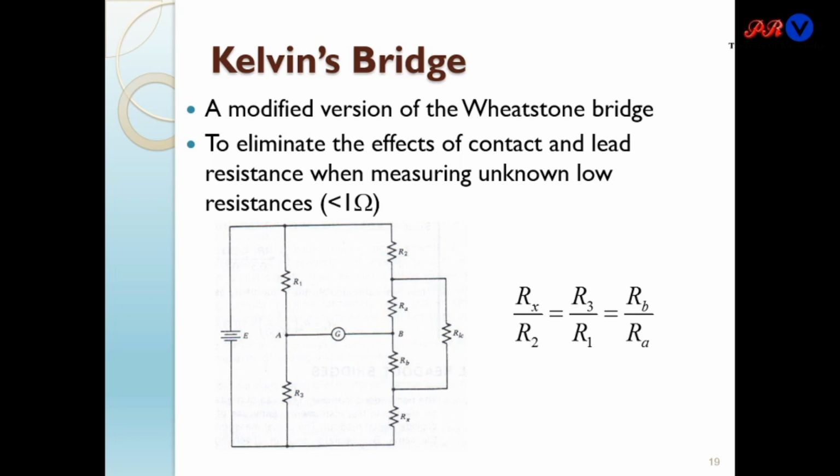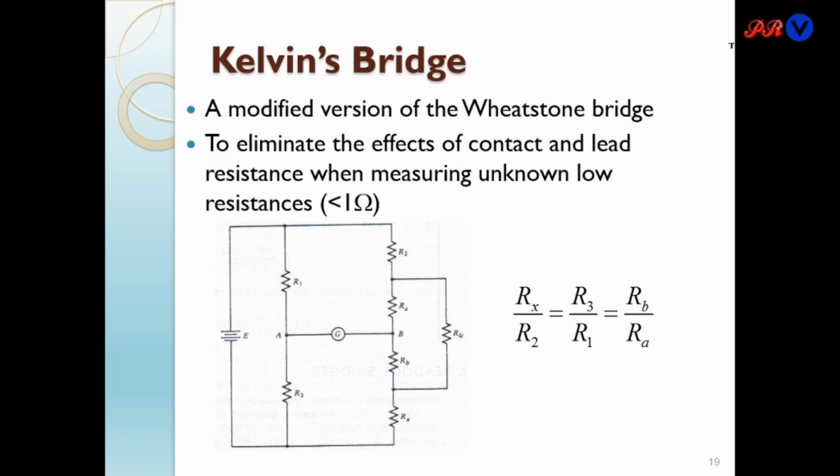Next bridge is Kelvin's bridge. It is also used for measurement of resistance. This is the modified version of the Wheatstone bridge to eliminate the effect of contact and lead resistance when measuring unknown low resistance. Basically, this bridge is used for measurement of low resistance, that is less than 1 ohm. So this term RK represents the lead or contact resistance, and this lead and contact resistance have an effect on the measurement of our resistance.